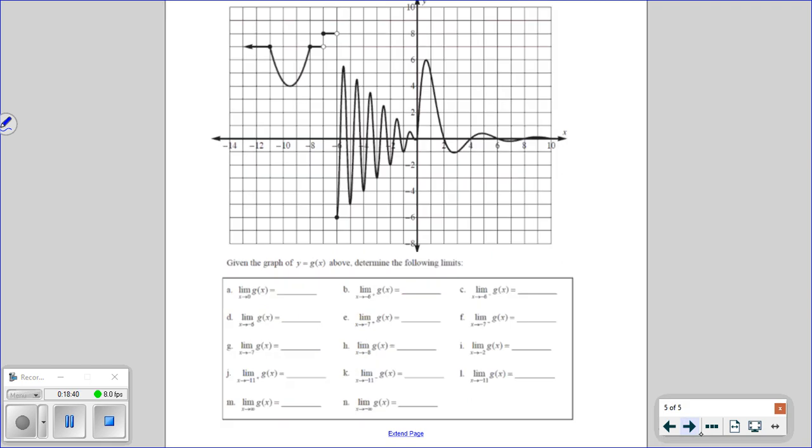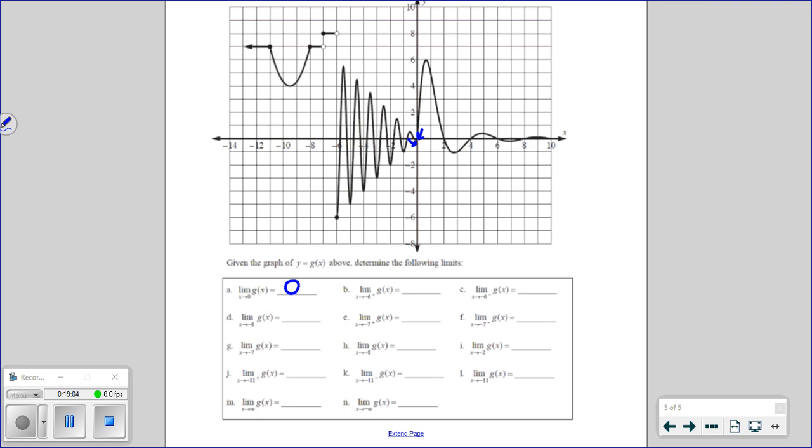Okay guys, just one more graph. This time the graph is g of x. So let's take a look at these limits. The first one is the limit as x approaches 0. Again, this is a two-sided limit. So if we're approaching 0 from both directions, what is y approaching? Well, it sure looks like y is approaching 0.